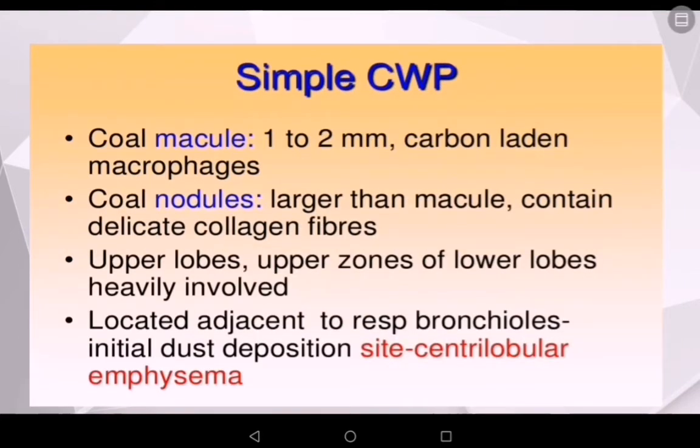The second type is simple coal workers pneumoconiosis. It is characterized by two fibrotic opacities, which are the coal macules and the coal nodules. The coal macule is 1 to 2 millimeters in size, with carbon-laden macrophages. Coal nodules are larger than the macule and contain delicate collagen fibers. They usually involve the upper lobes, and the upper zones of the lower lobes are heavily involved. These are located adjacent to the respiratory bronchioles, and they can also cause centrilobular emphysema.